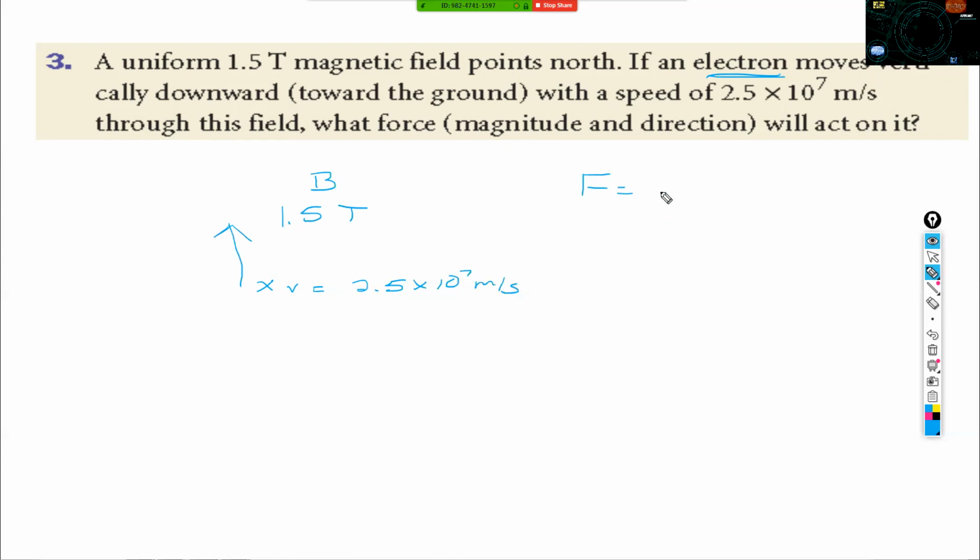So you go back to qvB: 1.6 times 10 to the minus 19th, the velocity of 2.5 times 10 to the seventh, and 1.5 Tesla. So when you plug and chug, you'll find a force of 6 times 10 to the negative 12th newtons.